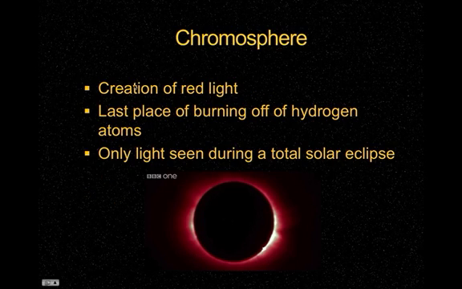Next is the chromosphere, which creates mostly red light. It's the last place where hydrogen atoms are burnt off as they exit the sun's atmosphere. However, we can only see this light during a total solar eclipse, which is very rare. But as you can see in this picture, this is the red light that we see in the chromosphere. So we only get to see this every now and then. But we cannot see the other light, and the photosphere generally kind of drowns out the rest of this light because it's so much brighter than the light produced in the chromosphere.